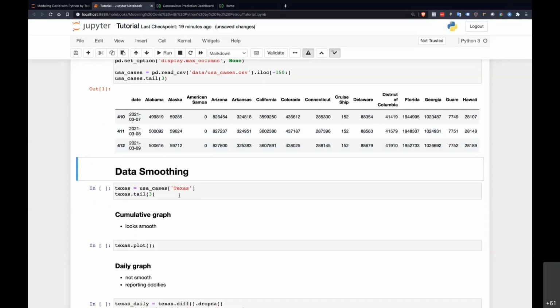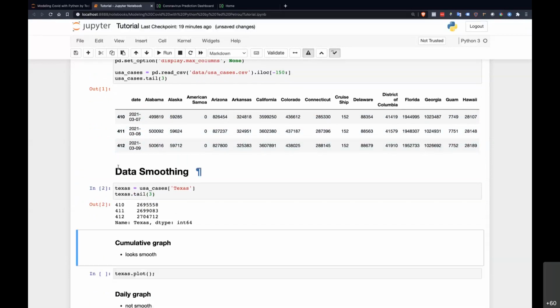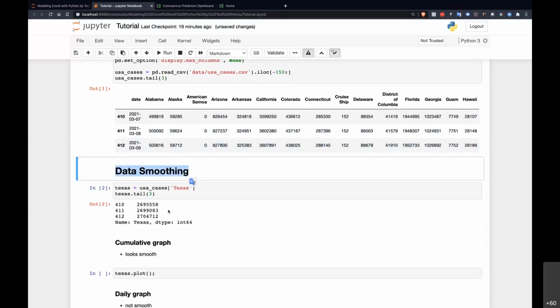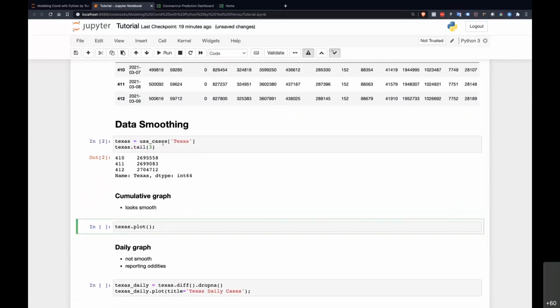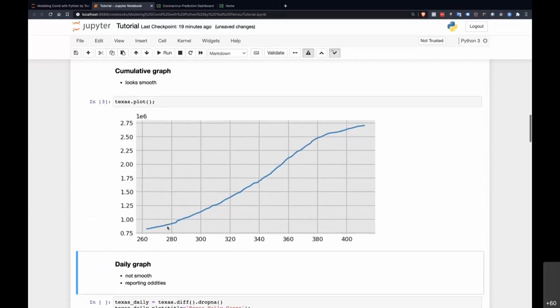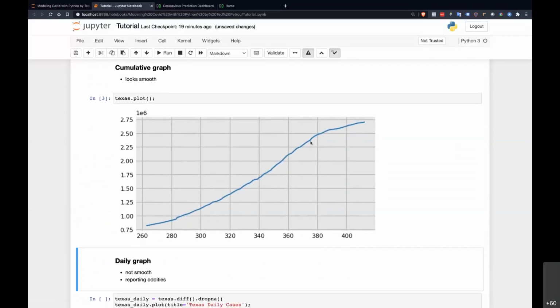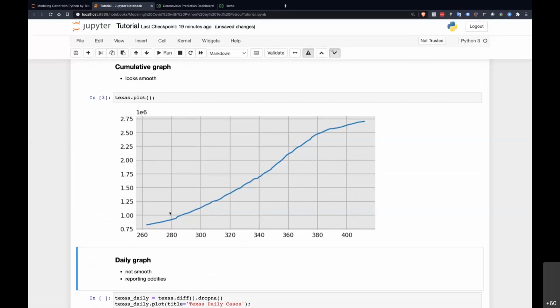Okay, so the first step that I did was smoothing the data. And here's Texas data. Now, if you look at the cumulative plot, which is what the original data has, it looks fairly smooth, right? And this is in millions. You need to take that into account if you're trying to understand this.